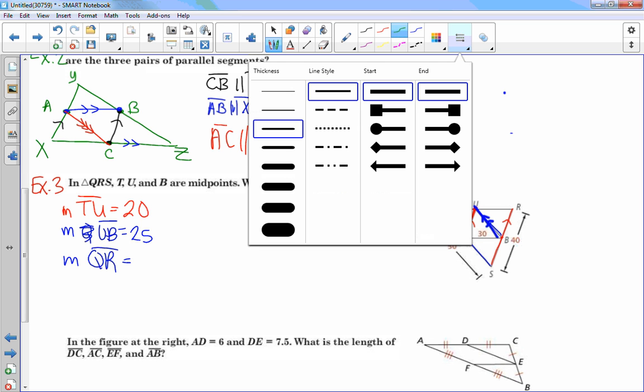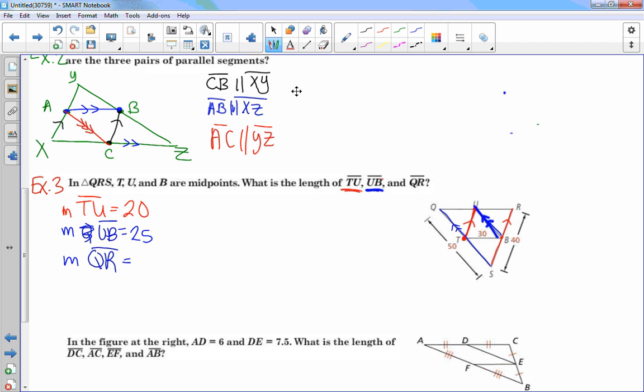One more, measurement of QR. Find the measurement of QR. Where's Q? There's Q and R. Ooh, we want the long side this time. So you know the measurement of the segment. What's it going to be? So this time, you know the segment is 30, so the long side has to be double, 60. Okay? The math isn't really that difficult, as long as you understand the theorem.